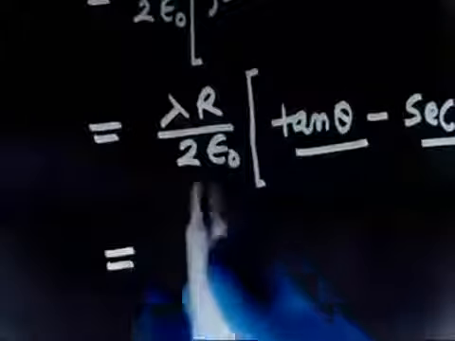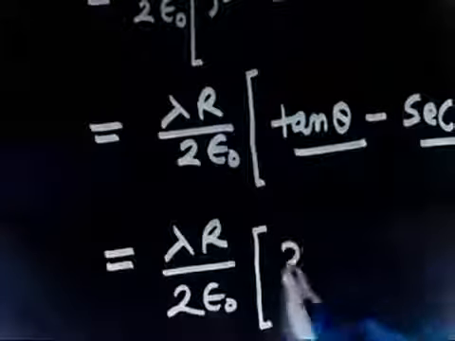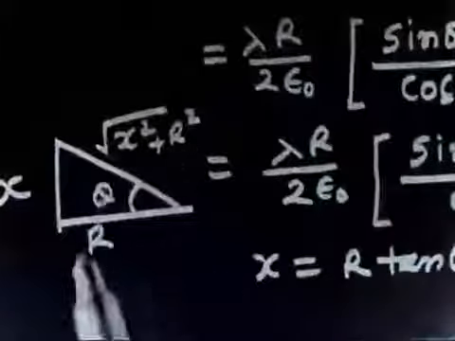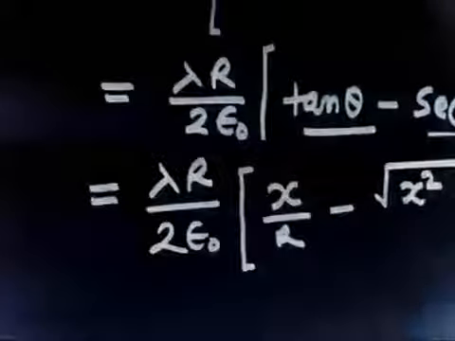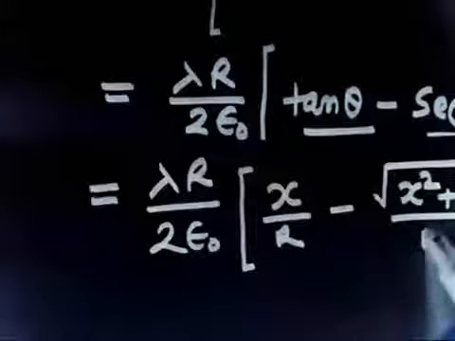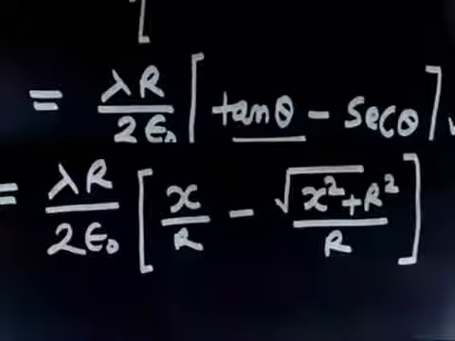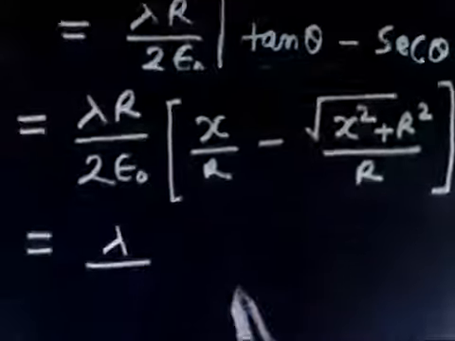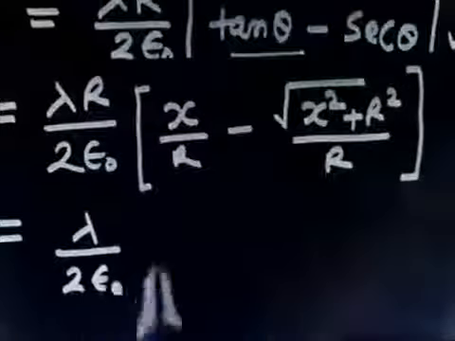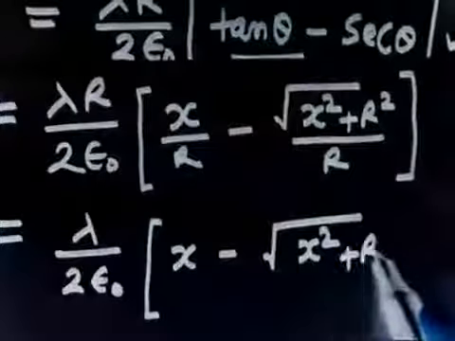lambda r, so I am writing from here, so this is lambda r by 2 epsilon naught, tan theta is simply x by r, and sec theta will be, you can check your copy here, under root x square plus r square divided by r. Now you can cancel r also, so this will be lambda by 2 epsilon naught, x minus under root x square plus r square.